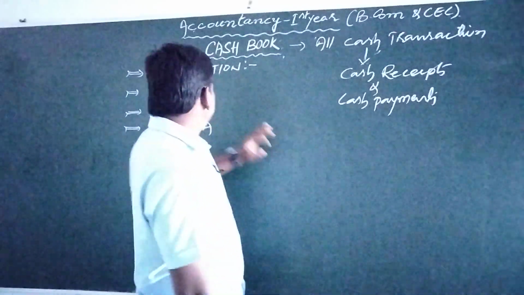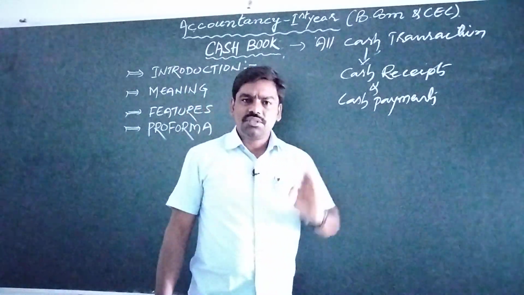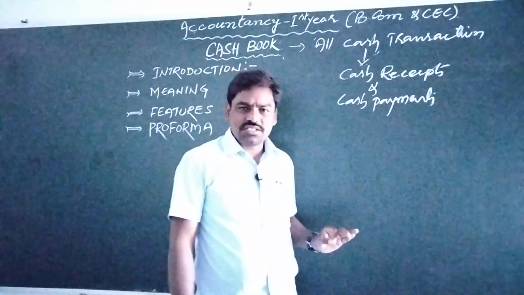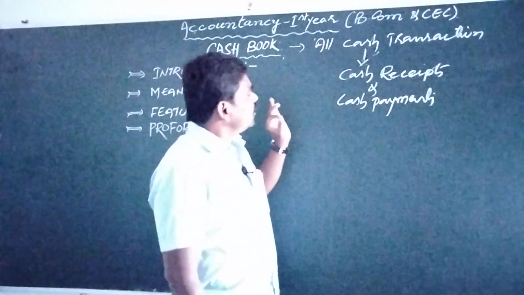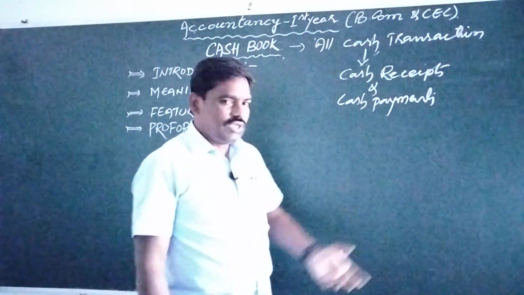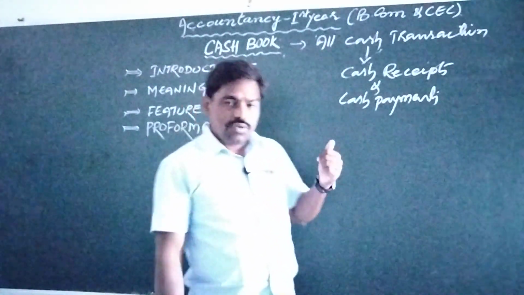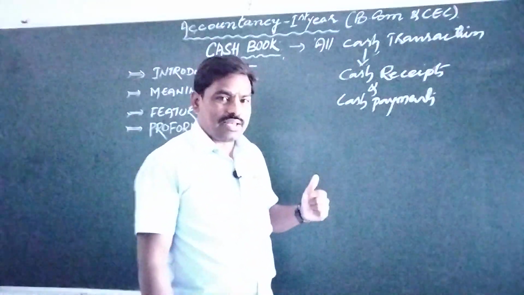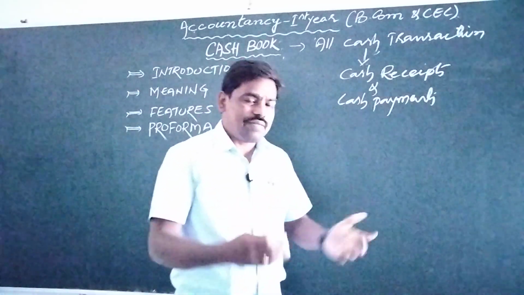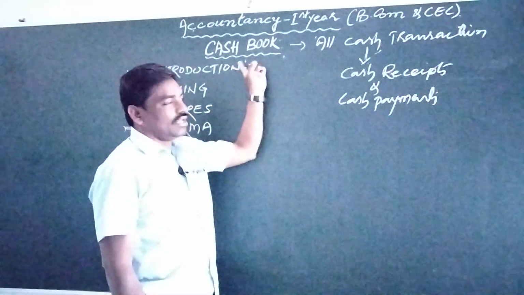Okay, so what is the cash book? Introduction and meaning: cash book is one of the subsidiary books in which we record all cash transactions of the business organization, and cash transactions include cash receipts and cash payments. So all this information we record in the cash book, and we can find the cash balance at a particular point of time. At any time we can know the cash balance in the business organization by preparing cash book.